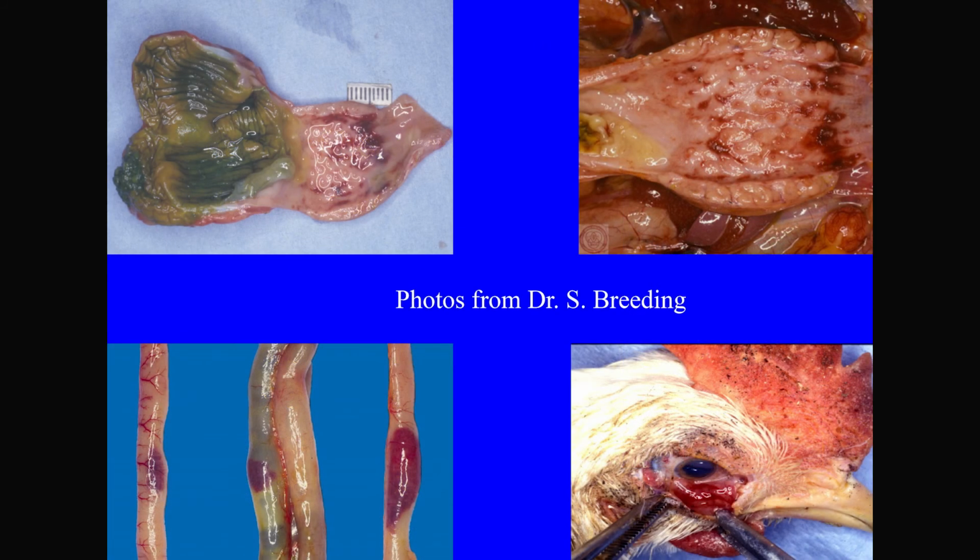Here are some others. We've got right here, these are hemorrhages in the proventriculus itself. Again, here's a band at the junction between the proventriculus and the ventriculus. Here are these hemorrhages throughout the intestinal tract, and here we have the conjunctivitis. We have many times all kinds of petechial hemorrhages, very, very small hemorrhages throughout the conjunctiva.